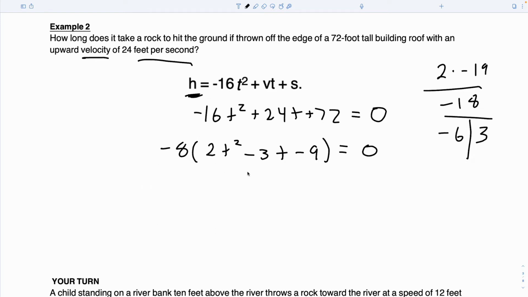This negative 8, when you get to this point, you're only focusing on this part. I was kind of picky with having you bring it down, but you can essentially eliminate this negative 8 by dividing it on both sides. That's going to cancel it and make it a 0. So I really don't need to pay attention to the negative 8 at all. I'm really focused on the trinomial. Set it up like that.